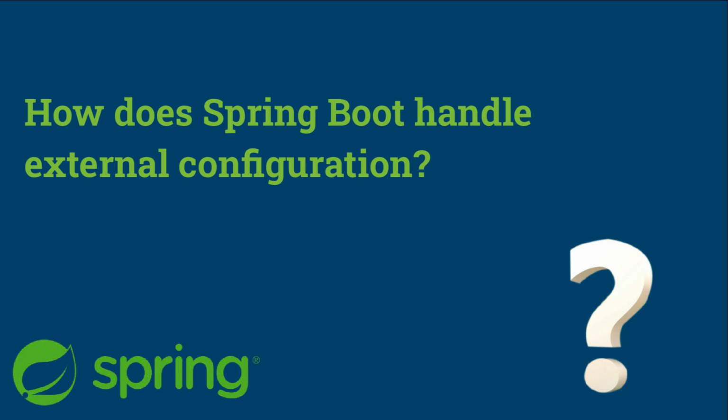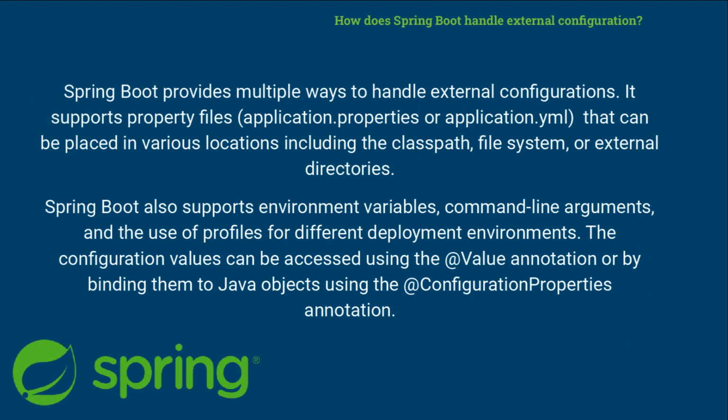Next question, how does Spring Boot handle external configuration? Spring Boot provides multiple ways to handle external configurations. It supports property files, application.properties or application.yml, that can be placed in various locations including the class path, file system, or external directories. Spring Boot also supports environment variables, command line arguments, and the use of profiles for different deployment environments. The configuration values can be accessed using the @Value annotation or by binding them to Java objects using the @ConfigurationProperties annotation.